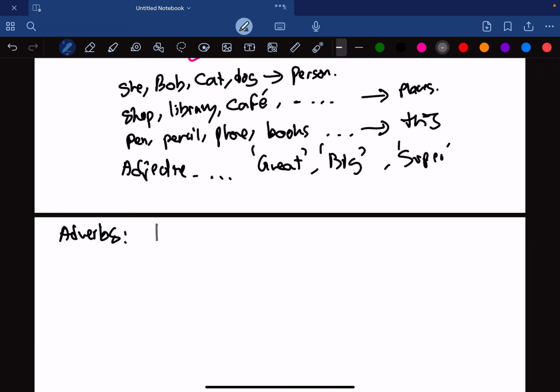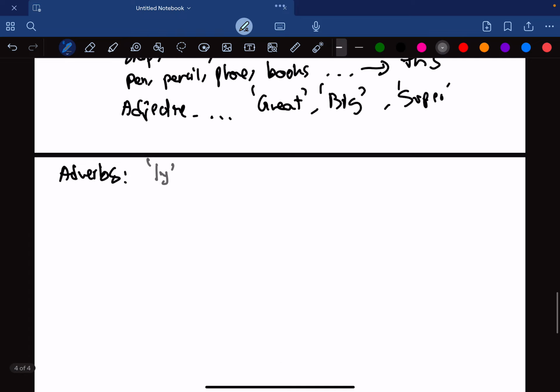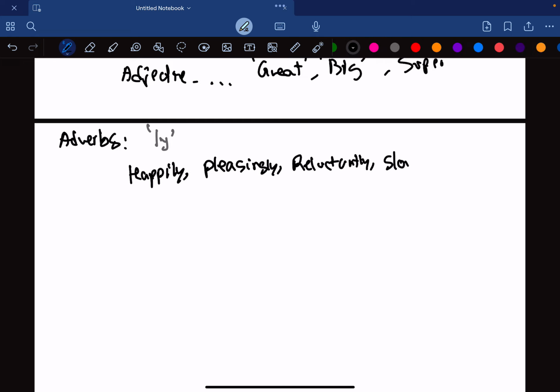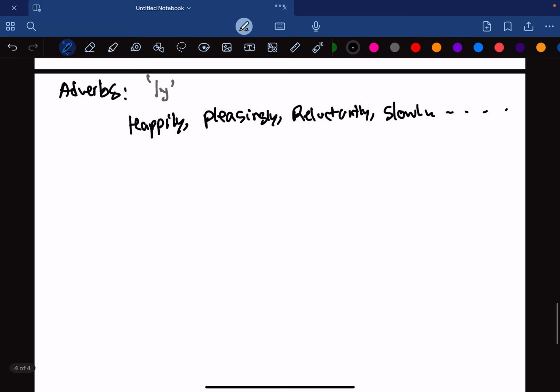Adverbs are words that end with "ly". Examples would be happily, pleasingly, right? Reluctantly, slowly, blah blah blah. Okay. And now we are going to talk very briefly about ideas.